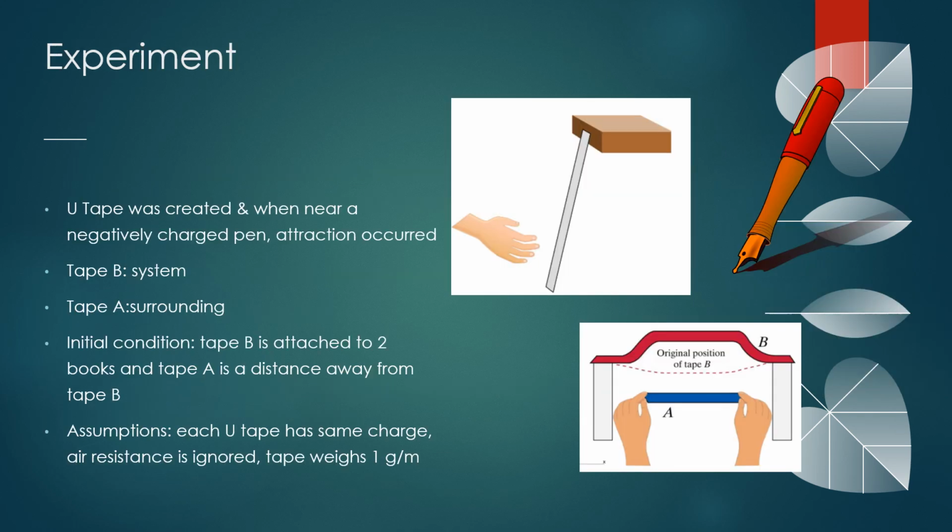Now I'm going to be describing the experiment's procedures. The first thing we did was the U-tape was created, and when near a negatively charged pen, it attracted to the pen. So tape B is the system, tape A is the surrounding. The initial condition we had was that tape B is attached to two books and tape A is a distance away from tape B, as you can see in the figure below. Some key assumptions we've made is that each U-tape has the same charge, air resistance is ignored, and the tape weighs 1 gram each.